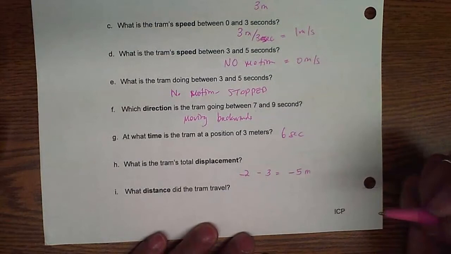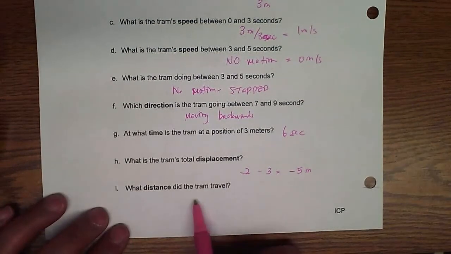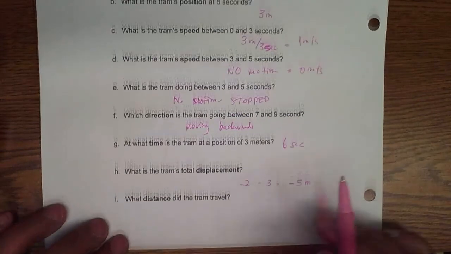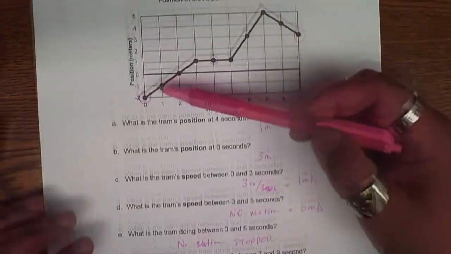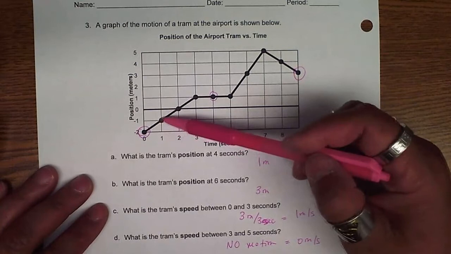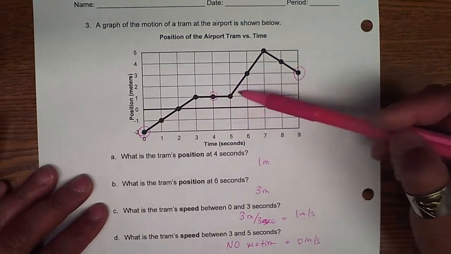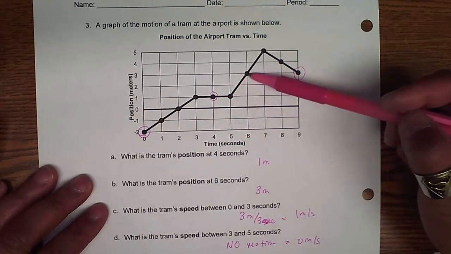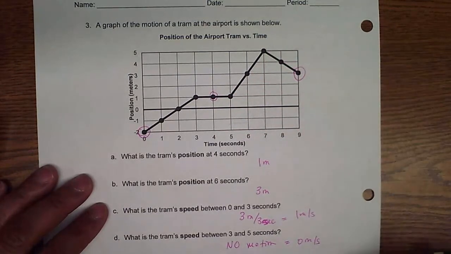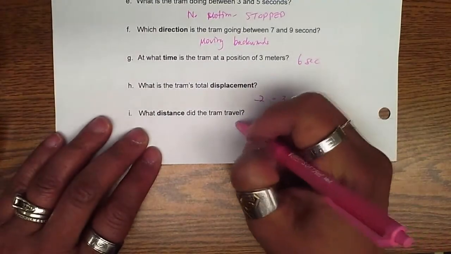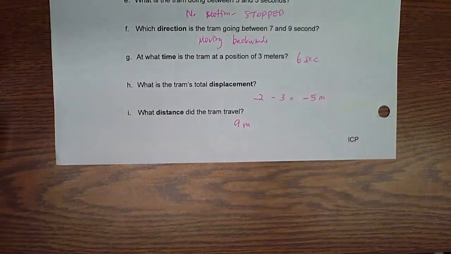And then what distance did they travel? Looking at this graph, 1, 2, 3, 4, 5, 6, 7, 8, 9. So looking at the graph, the distance is 9 meters.